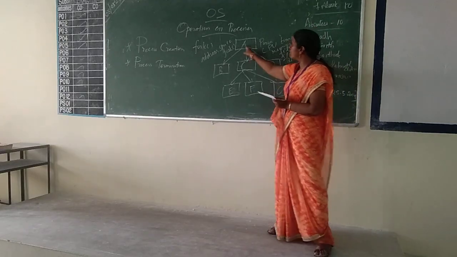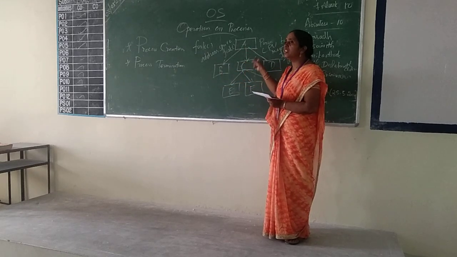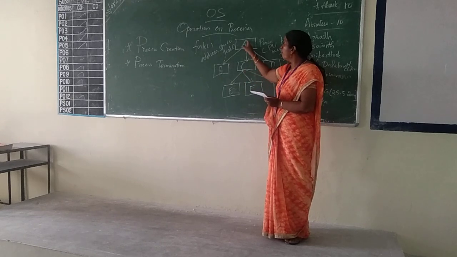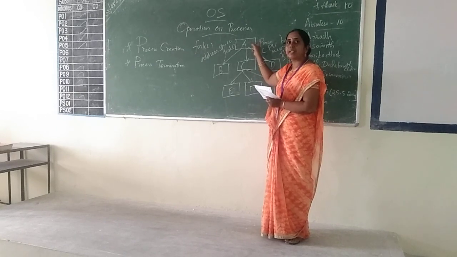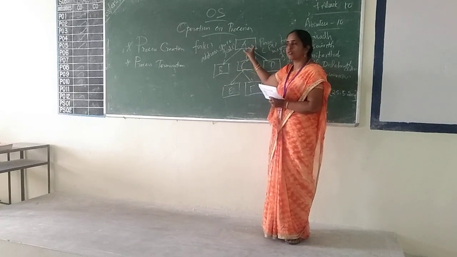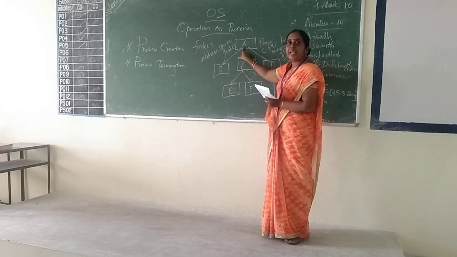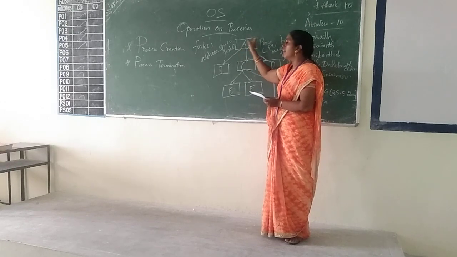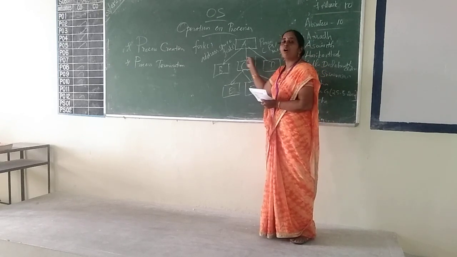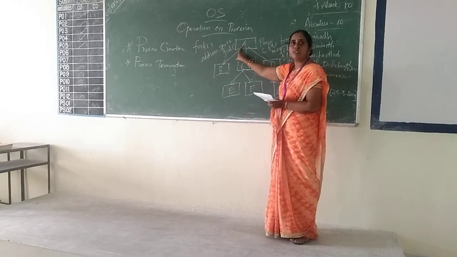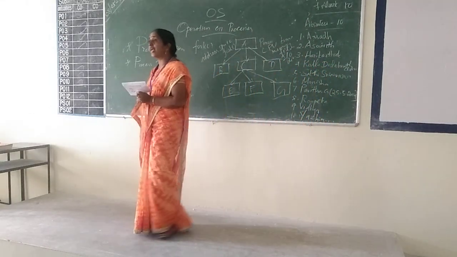So when one process creates another process, in terms of program execution, there are two possibilities. The first one is that both parent and child can execute concurrently. When the parent executes, at that time the child is also executing, so both are executing concurrently. The second is that the parent process terminates when all the child processes complete their execution. When all the children are completed, only then is the parent terminated. So these are the two possibilities in terms of program execution.